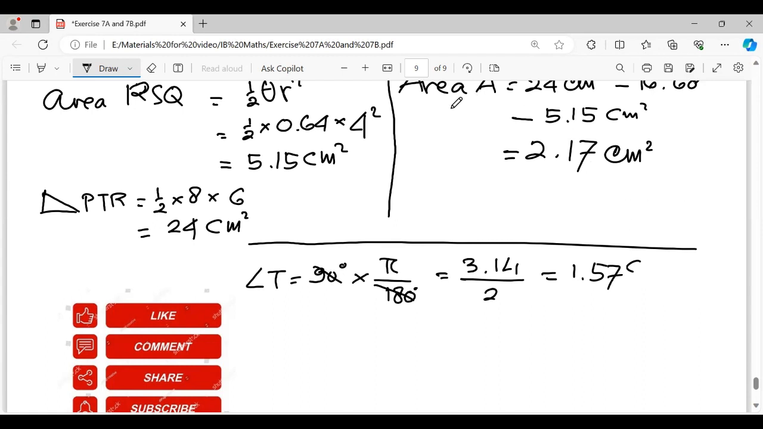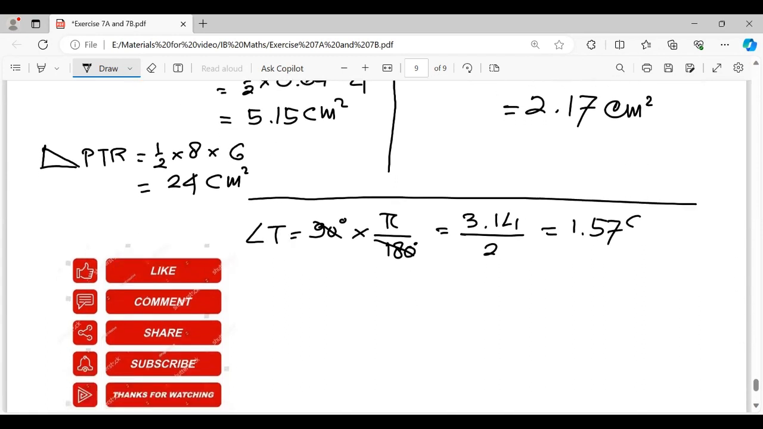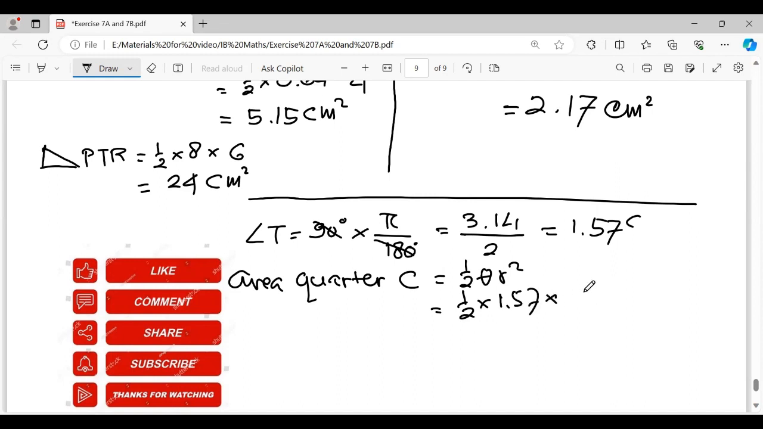So the area of the quarter circle equals half times theta times 1.57 times the radius 12 squared. So if we calculate, we get 113.04 centimeters squared.